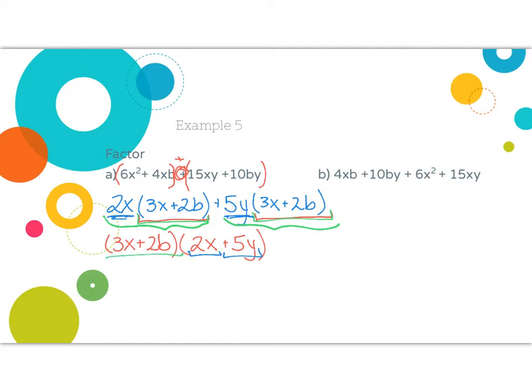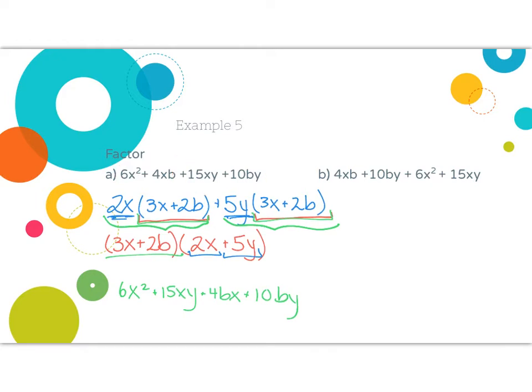So again, we can double check our work here by expanding. So 3x times 2x is 6x². 3x times 5y is 15xy. 2b times 2x is 4bx, and 2b times 5y is 10by. A little bit of a different order, but the exact same polynomial here. All right, I just wanted to prove in B that it doesn't matter the order that we start with.